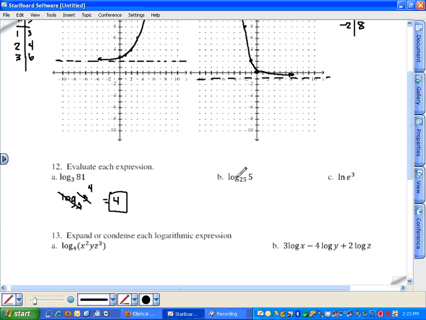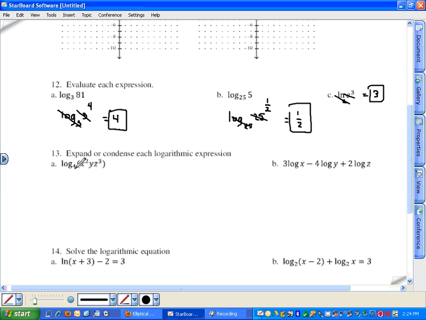Same on part B. We need to try to write 5 as 25 to some power. It turns out that 5 is the same as 25 to the 1/2, because any 1/2 power is the same as the square root, and the square root of 25 is 5. So the log base 25 of 25 to the 1/2, the two bases of 25 cancel, leaving a 1/2. Now the natural log is a logarithm with a base of e, even though it's never written. So a natural log cancels with the base of e, leaving a 3.